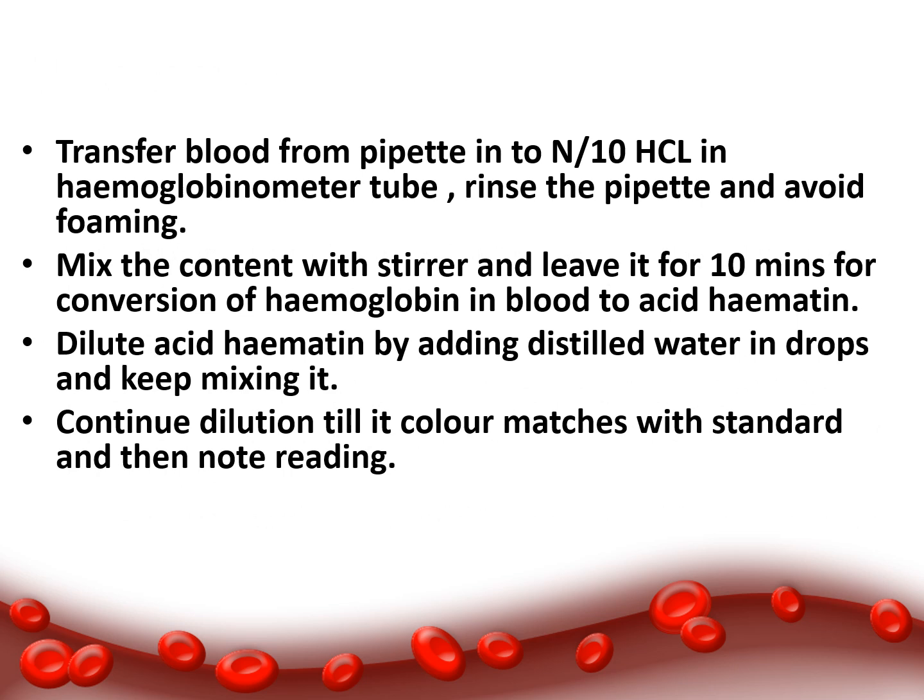Now transfer blood from the pipette into the hemoglobinometer tube in which N/10 HCl is present. Then rinse the pipette properly and avoid foaming. Now mix the contents with the stirrer and leave it for 10 minutes for conversion of hemoglobin in blood to acid hematine. Now after 10 minutes, dilute the acid hematine by adding distilled water drop by drop, and keep mixing it with the stirrer. Continue this dilution till its color matches the standard box, the standard color, and then note the reading.